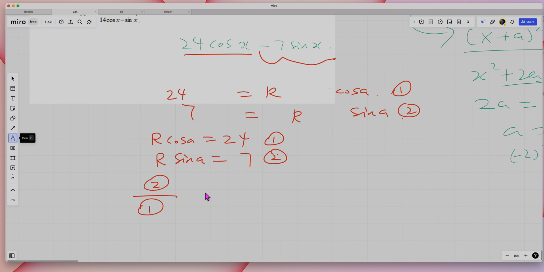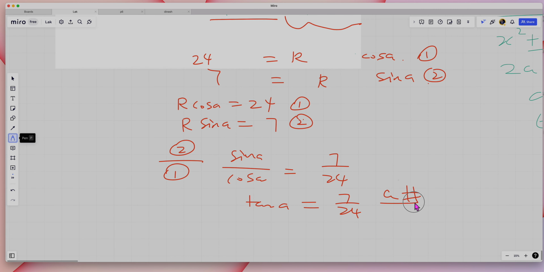Sine a over cosine a is equal to 7 over 24. This one will give you tangent A. Oh, yes, that's how you get your A, which I'm not going to talk about because it's just tangent inverse. Okay? Now, you have found A, right?